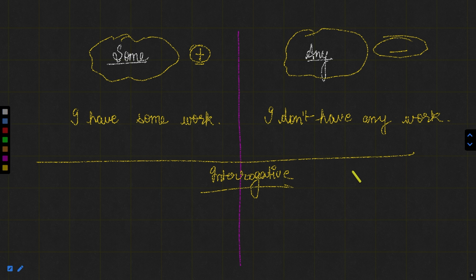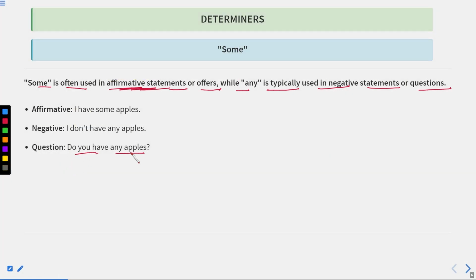Okay, so when your expectation is a positive reply, you will use the word some, and whenever your expectation is a negative reply, you will use any. Now let us get back to the sentences. Do you have any apples? Now here, maybe your expectation is that the other person should say no, so you will ask any apples. However, you can also ask, do you have some apples? Because your expectation is yes. So in this case, you can use either any or some, as per your expectations.